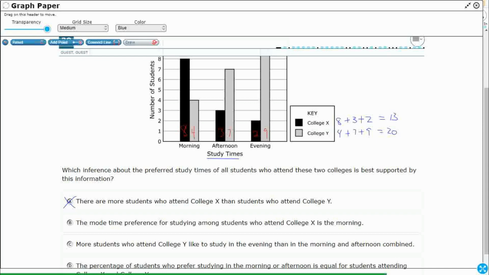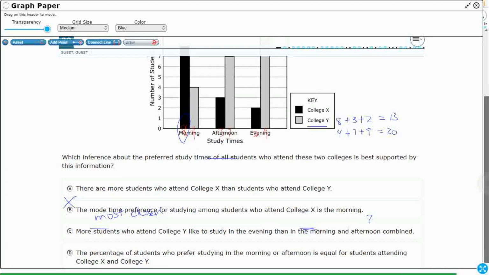B, the mode time preference for studying among students who attend college X is the morning. Okay, so mode, this is the most chosen or the most popular. So the most chosen, that's simply going to be the tallest bar for college X. That's going to be this dark one. Is morning. Well, yeah, that actually looks pretty good. Most of the college X people chose this morning time, 8, which is much bigger than that 3 or the 2. So yeah, that's looking pretty good. Obviously, though, we're not just going to choose that. We need to go ahead and verify that the other 2 are incorrect.